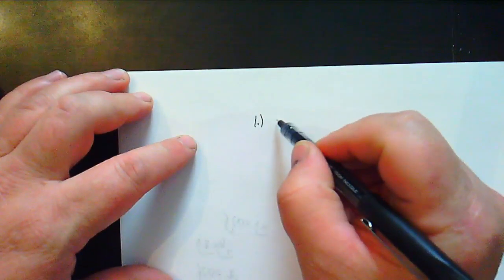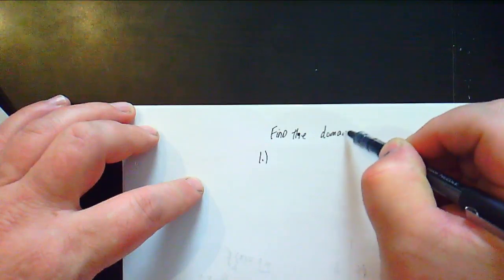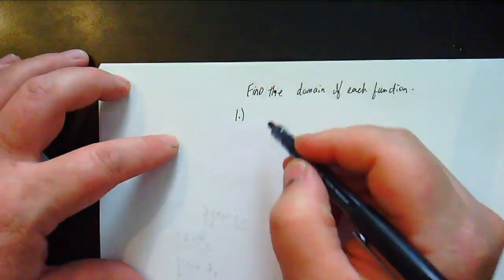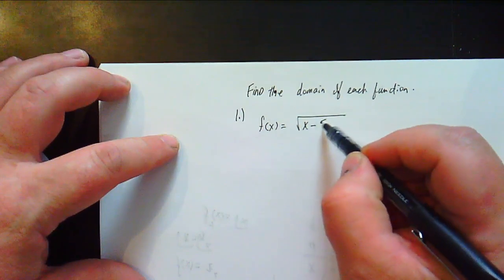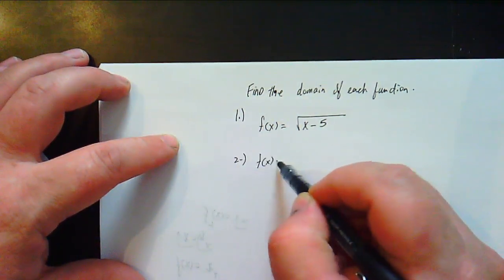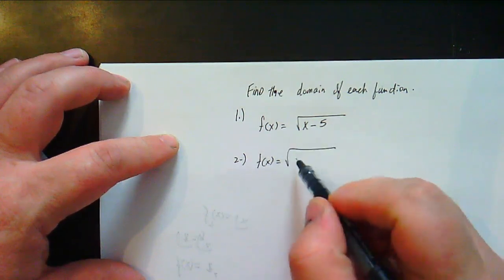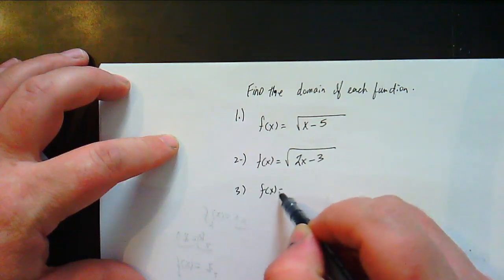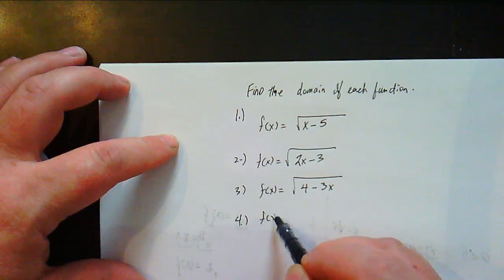I'll go ahead and write them over here for you. For today, and we'll go over these in the morning, I want you to find the domain of each function. The first one is x minus 5. The second one's going to be a little trickier. Let's keep it kind of basic. Let's do 2x minus 3. Let's do the third one: 4 minus 3x. And let's go ahead and do 4.